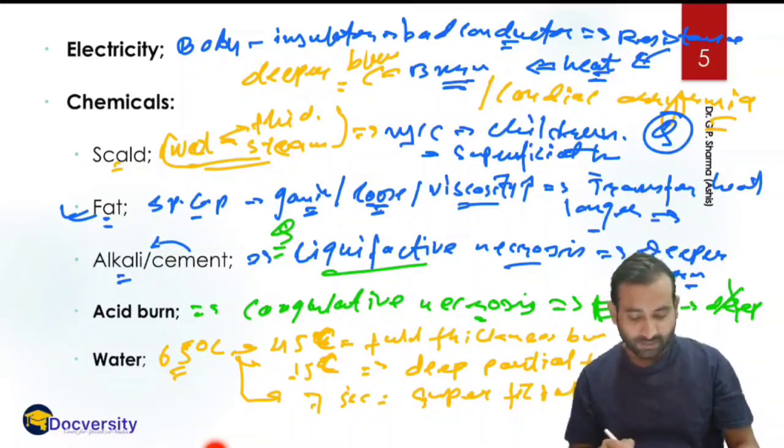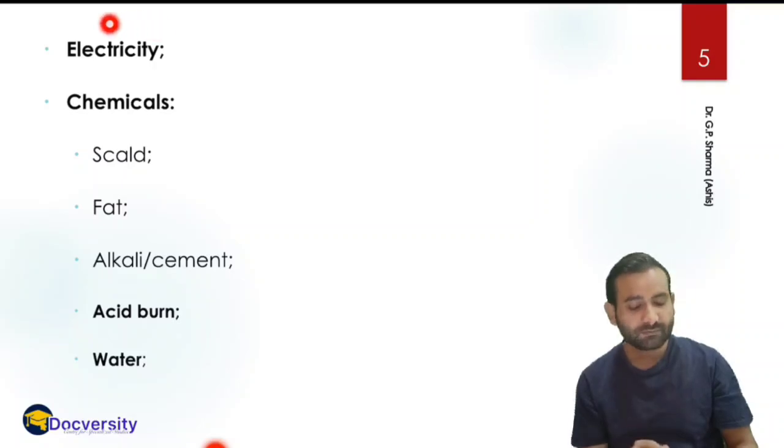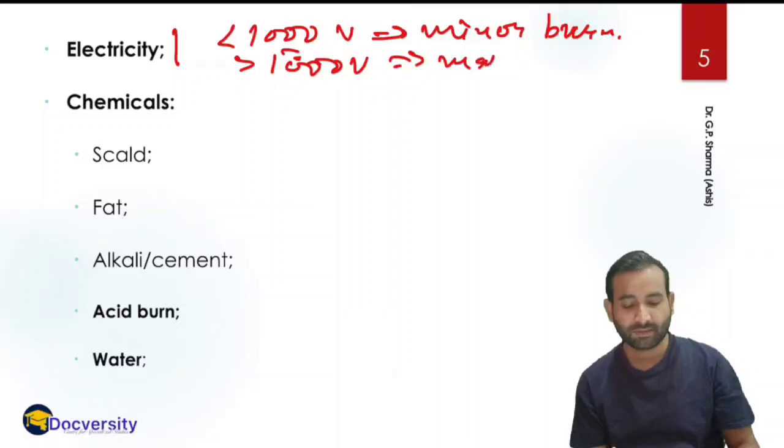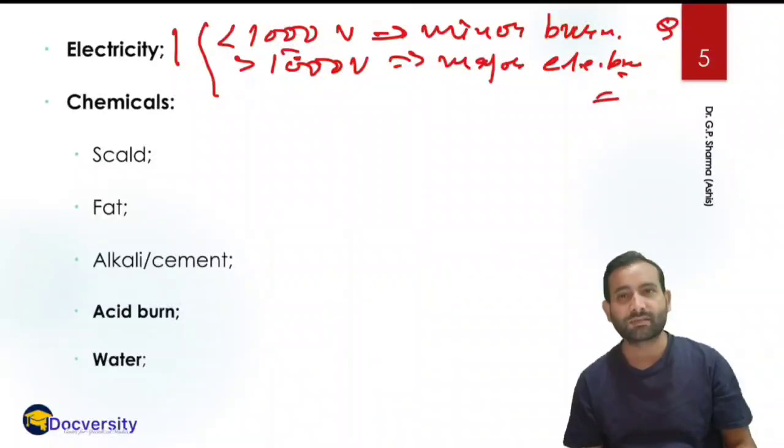And in the electricity, some more points I want to add over here. You understood the mechanism. If we are exposed to less than 1000 volts, it is a minor electric burn. If we are exposed to more than 1000 volts, it produces the major electric burn. This is the classification category they will ask you in the exam. So please remember this one.